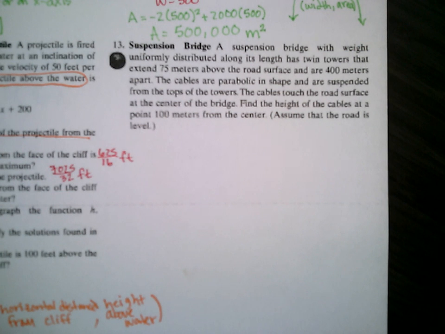The suspension bridge has its weight uniformly distributed along its length and has twin towers that extend 75 meters above the road surface and are 400 meters apart. The cables are parabolic in shape and are suspended from the tops of the towers. The cables touch the road surface at the center of the bridge. We are supposed to find the height of the cables at a point 100 meters from the center, assuming that the road is level.